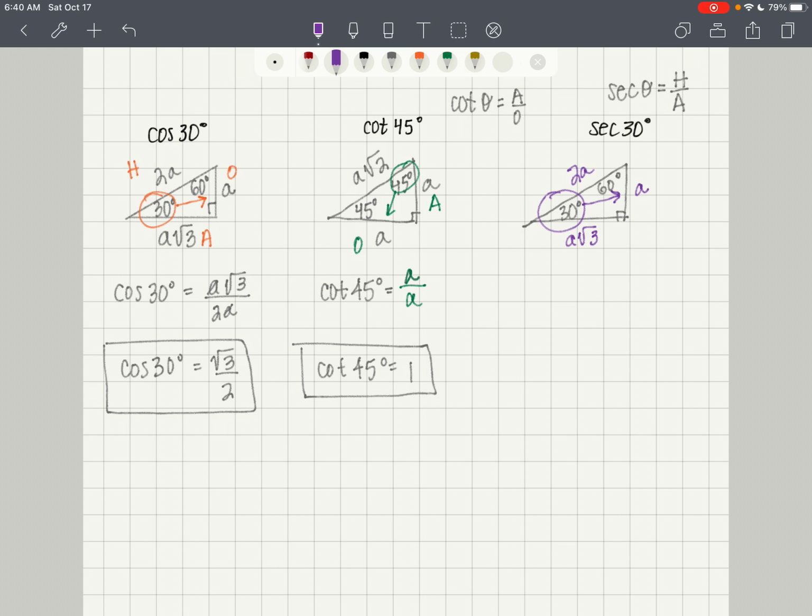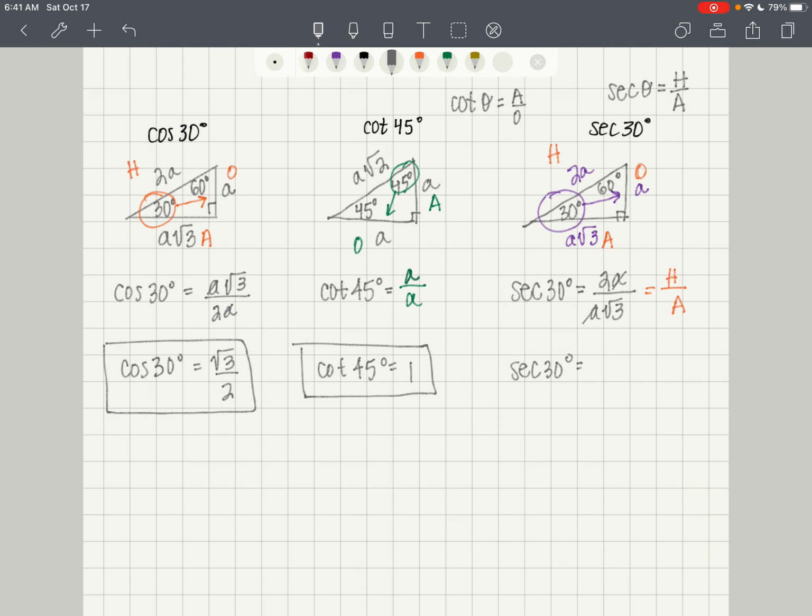So the secant of 30 degrees is going to be the hypotenuse, which is 2A, over the adjacent side. Let me label this. This is opposite, adjacent, hypotenuse. So the hypotenuse over the adjacent side. The adjacent side is A times the square root of 3. Hopefully you're seeing me do some things here with color. It's okay to show your work like that.